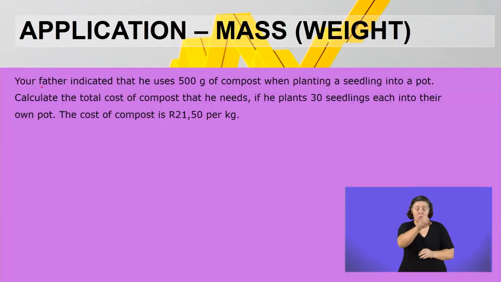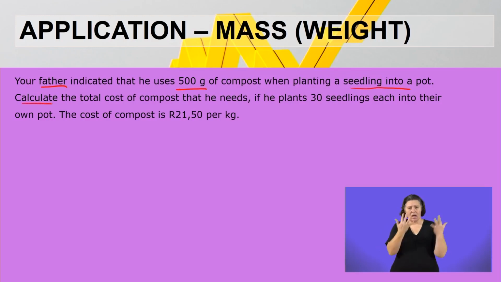Hope that makes sense. We have to look at the context that's given to us and we have to apply. Now moving on, at an application of weight mass, right? So now let's quickly read and interpret the question. Here we are saying, your father indicated that he uses 500 grams of compost when planting a seedling into a pot. Calculate, that's our instruction, we have to calculate again total cost of the compost that he needs if he plants 30 seedlings, each into their own pot. Also important here, the cost of compost is 21.50 Rand per kilogram.